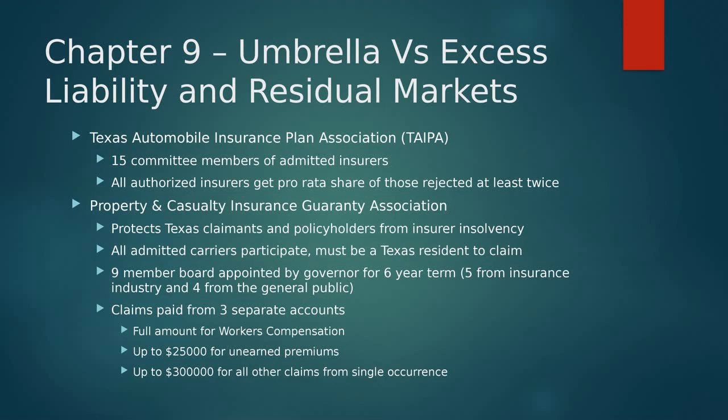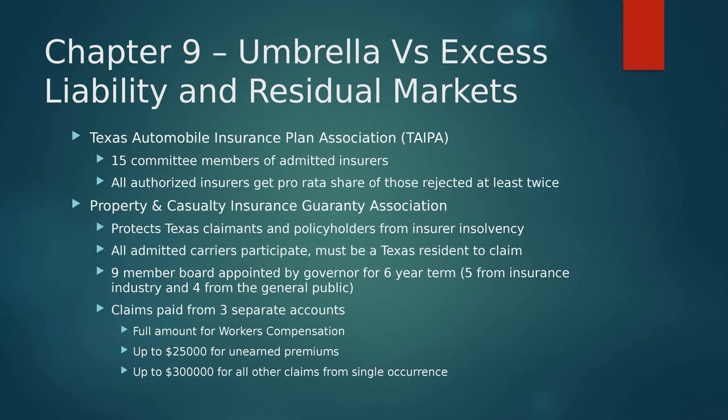The next one we're going to talk about here is the Property and Casualty Insurance Guarantee Association. The important thing to note here is this protects Texas claimants and policyholders from the insurance company's insolvency, right? So if these insurance companies somehow go out of business, this allows for a mechanism for all the rest of the insurance companies, which are going to be all the admitted carriers within the state, to make up for the losses that would occur from those insurance companies going out of business. Now, one important thing to note here is that you have to be a Texas resident to be able to claim under the Guarantee Association.